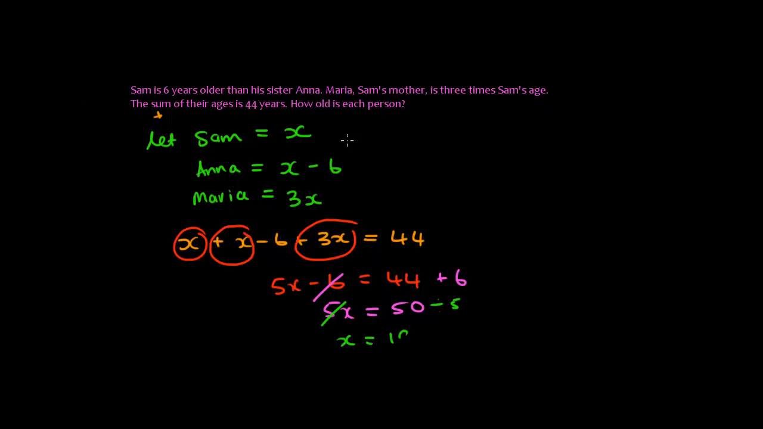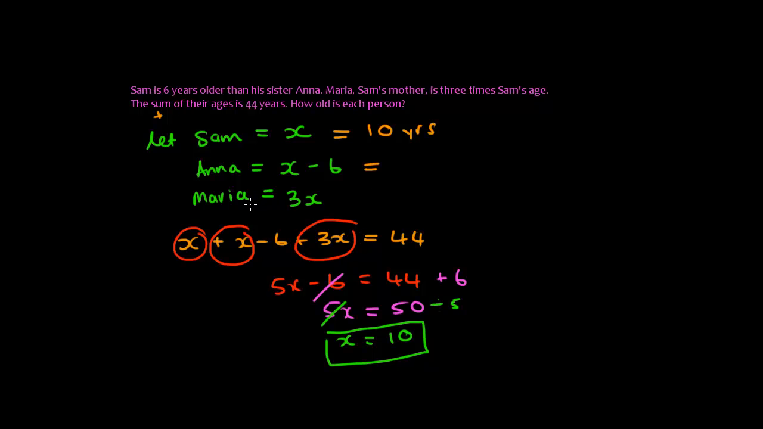X equals 10. Now, make sure you don't just stop there, because often we solve, that's what we've done in the past. We've got X and we've gone, yep, we're finished. We have to answer the questions. It says, how old is each person? Okay, well, we found out Sam's age. Sam is 10 years old because he was the X.